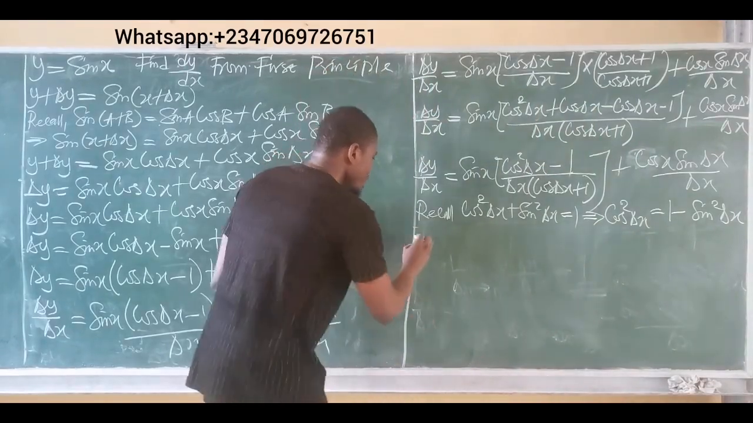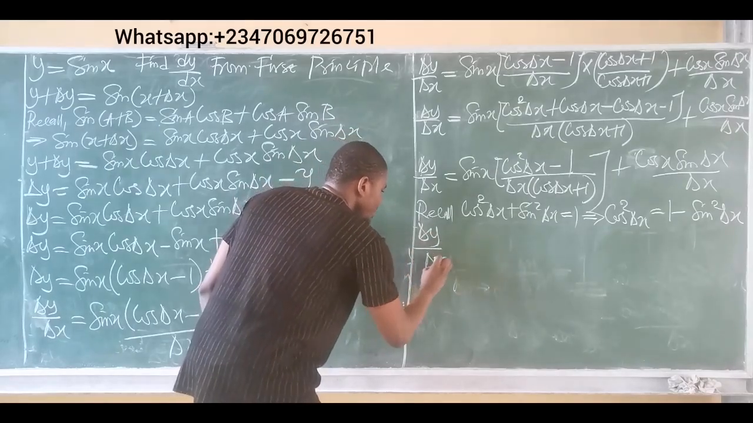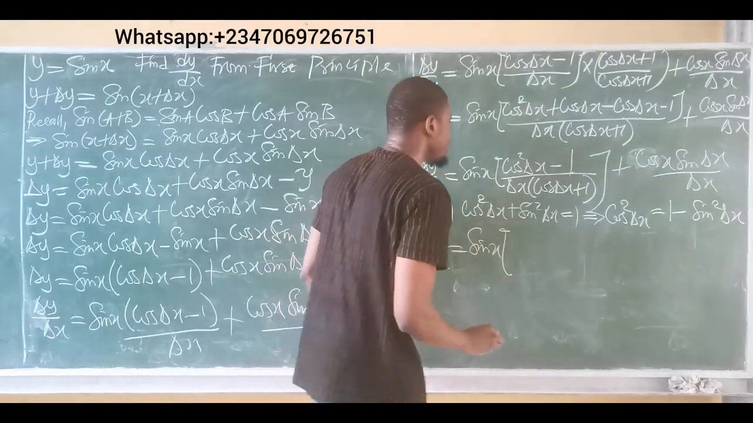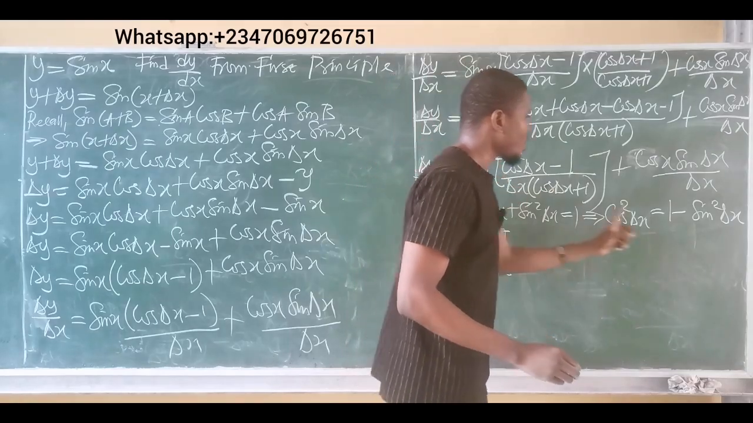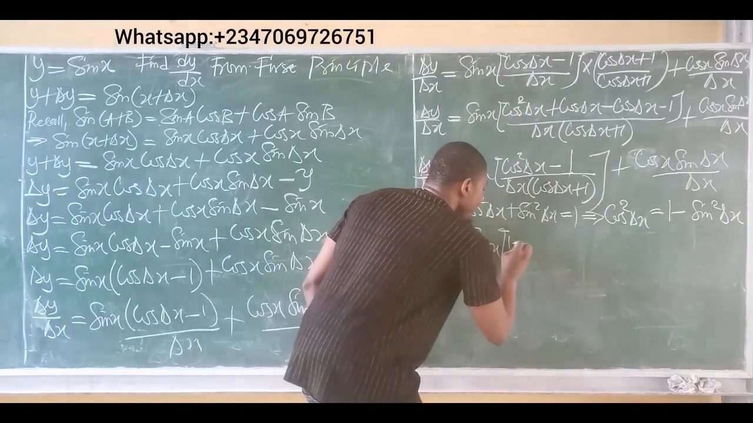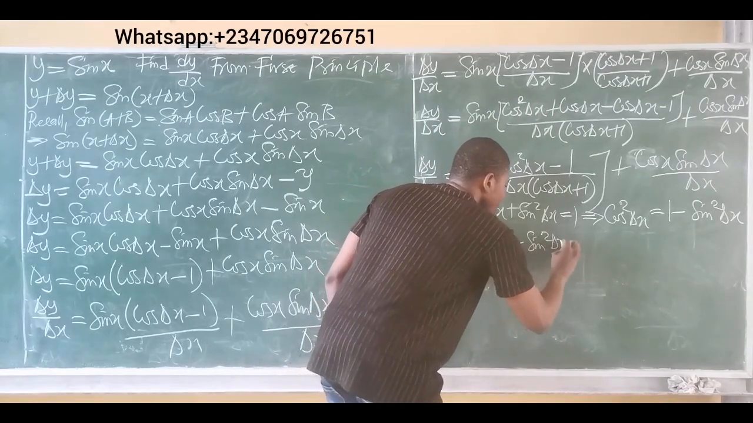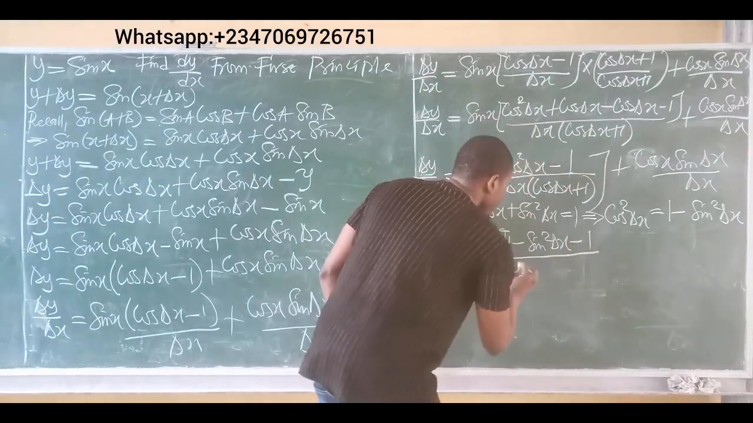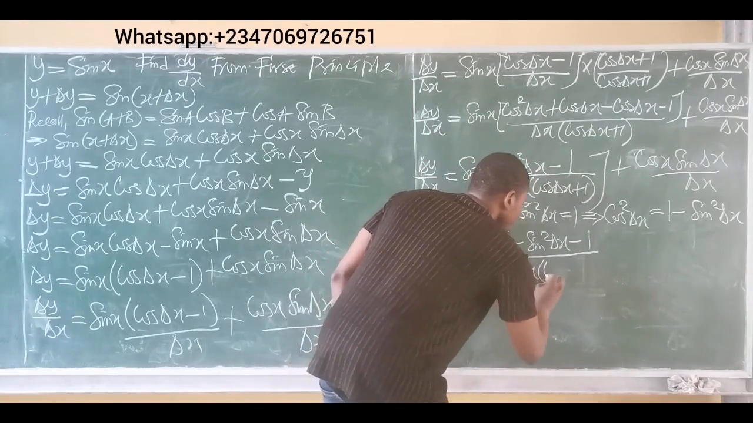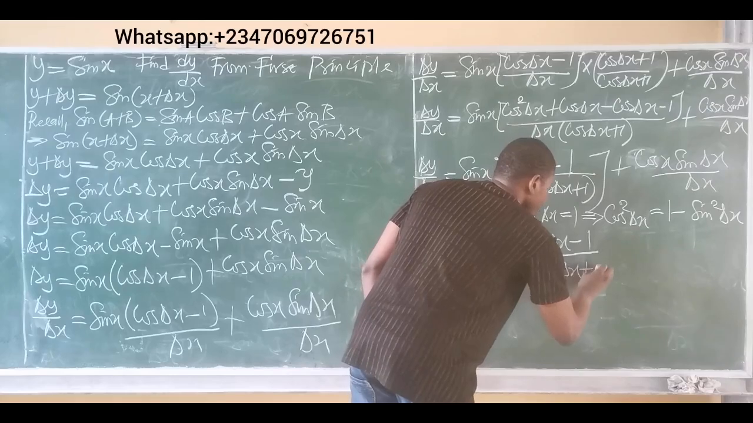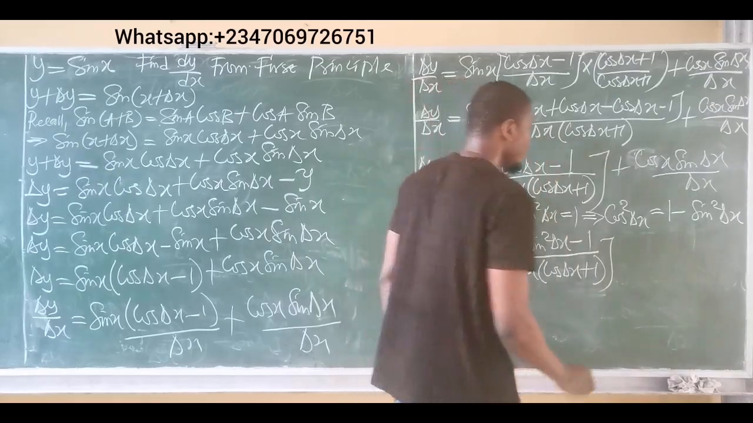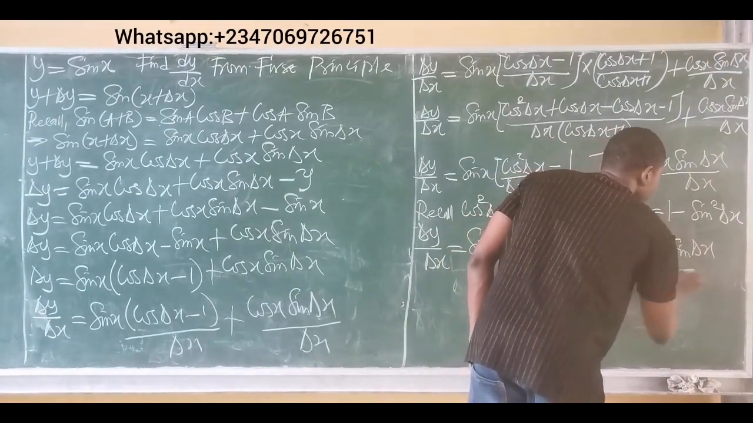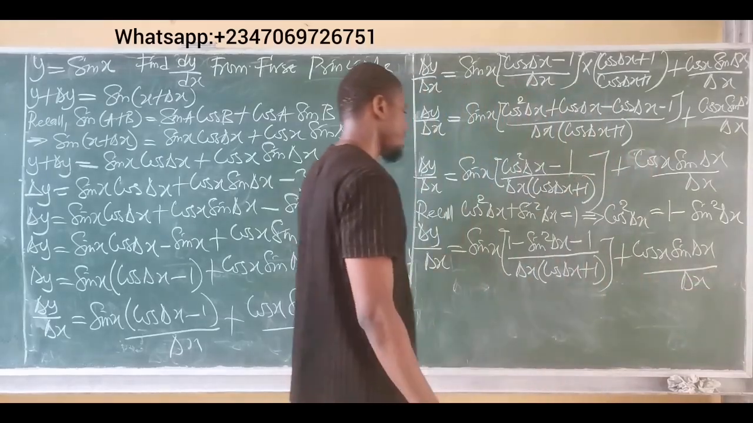So let's plug it and see. We have change in y all over change in x to now be equal to, this is sine x. Now multiply through by, in place of cos squared change in x, we put in this value 1 minus sine squared change in x. Remember, there is a negative 1 here. So minus 1 all over change in x multiplies cos change in x plus 1. And you have this. Okay. Now plus cos x sine change in x all over change in x.